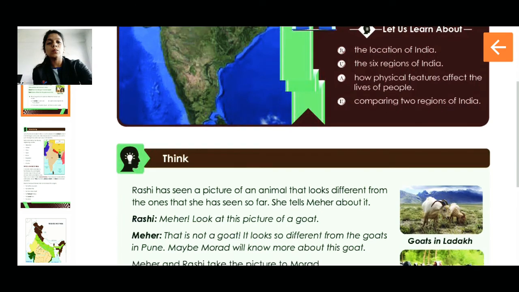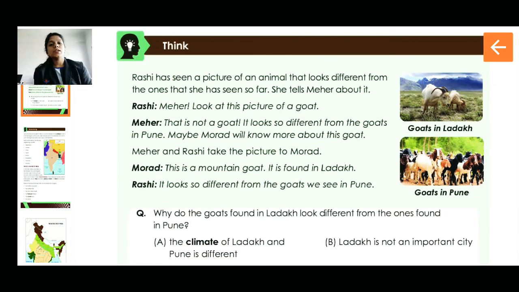So let us start with the things section. Here in things section, Rashi has seen a picture of an animal that looks different from the ones that she has seen so far. She tells Meher about it. So here Rashi says, Meher, look at this picture of a goat. Meher says, that is not a goat. It looks so different from the goats in Pune. Maybe Murad will know more about this goat.